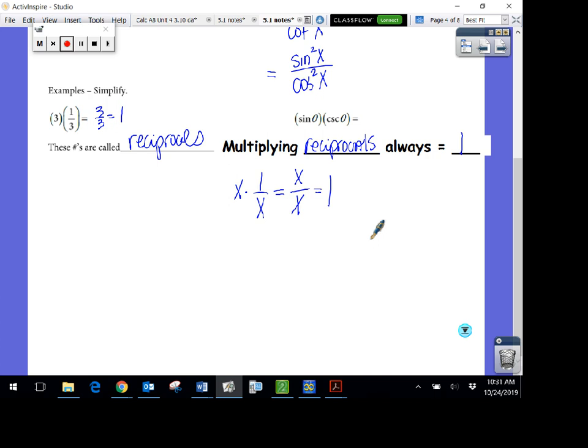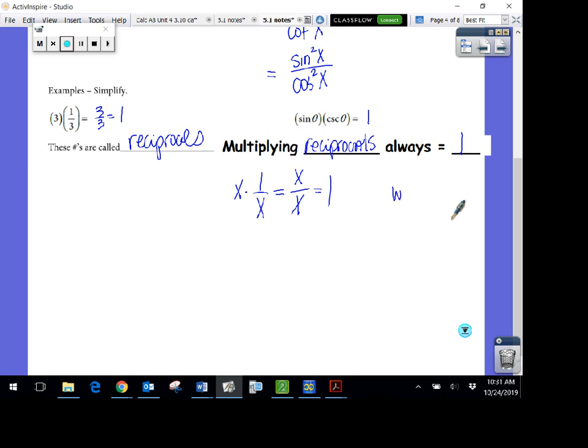Same thing goes for words. Okay? Words are a little bit more difficult because you have to know which ones are the reciprocals. So back to unit 1, 2 and 3, we talked about reciprocals. Sine and cosecant are reciprocals. Cosine and secant are reciprocals. Tangent and cotangent are reciprocals. So when I multiply reciprocals, my result is 1.